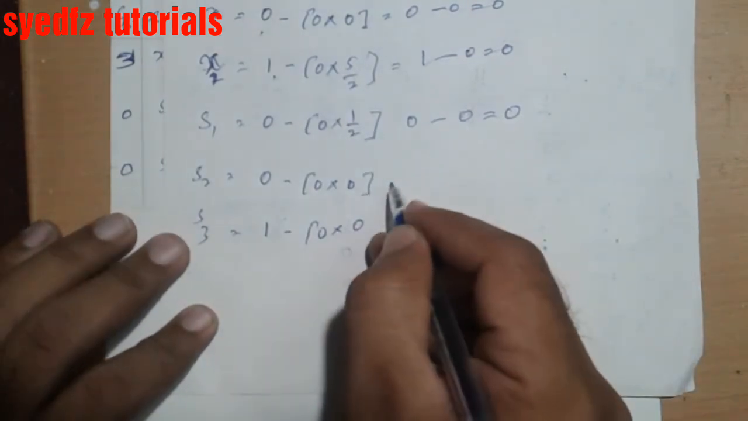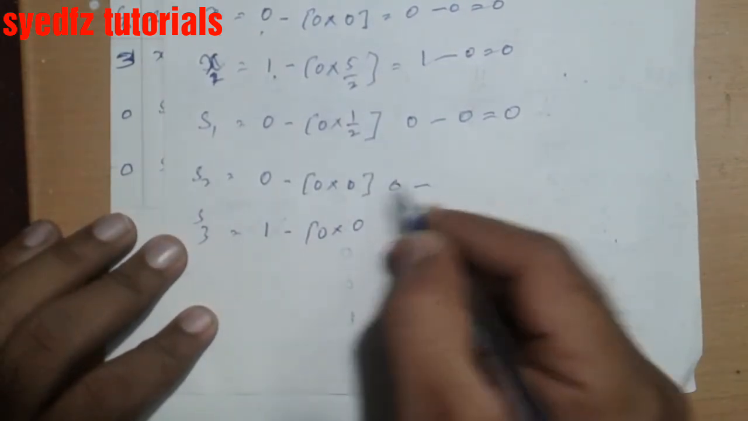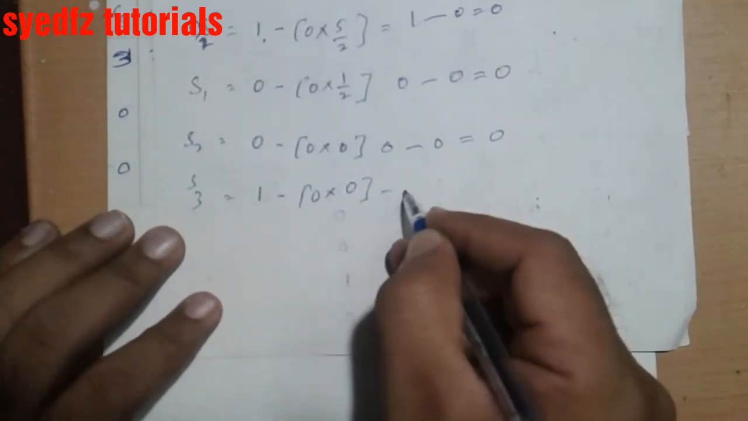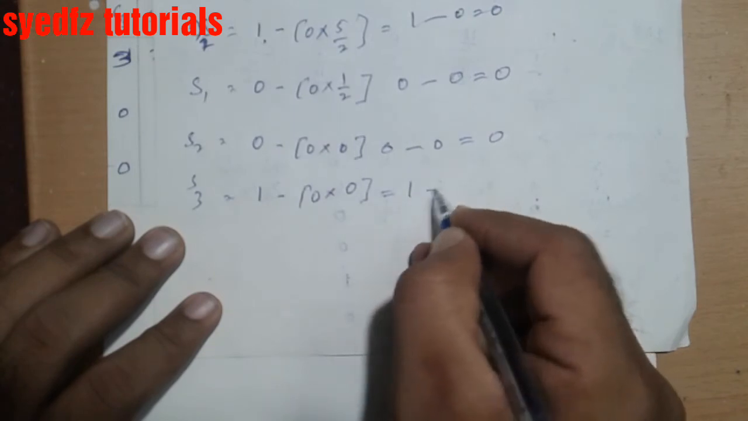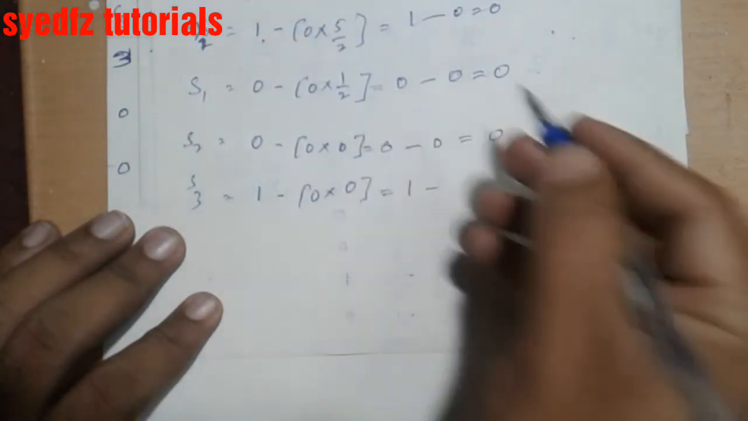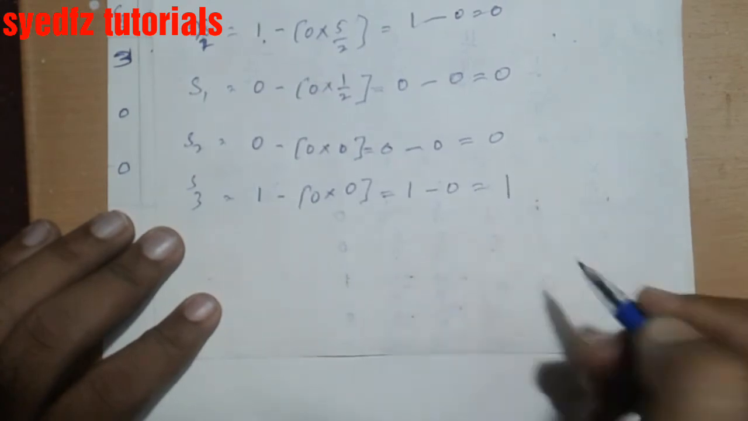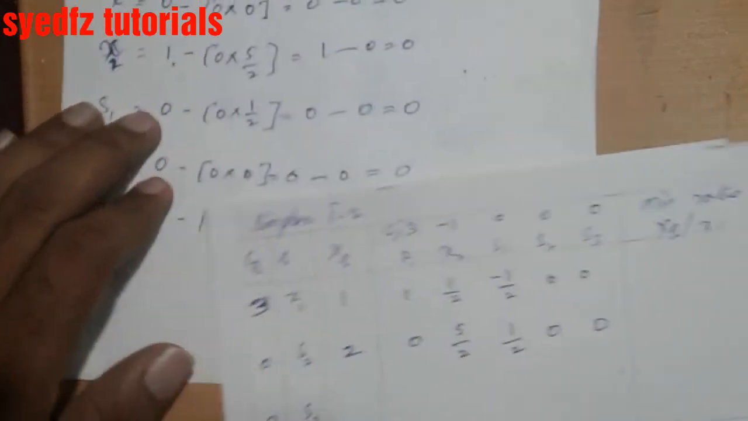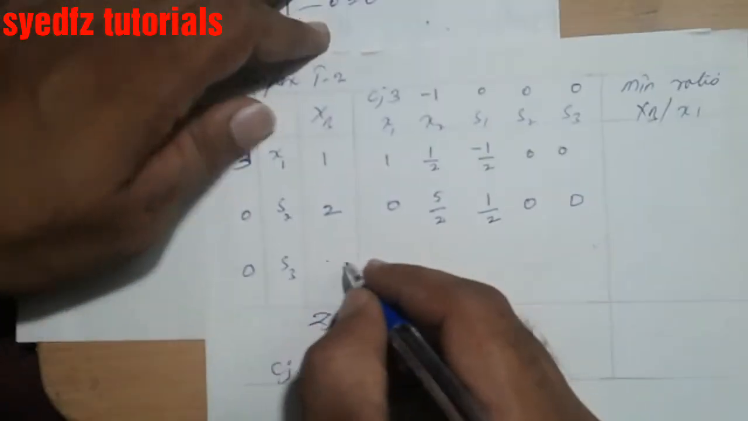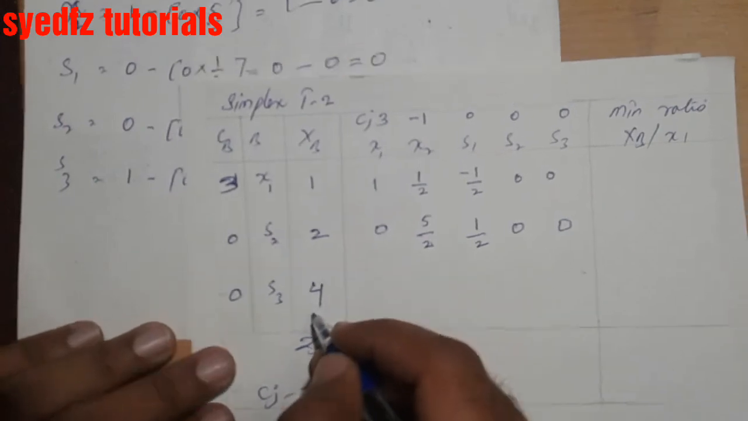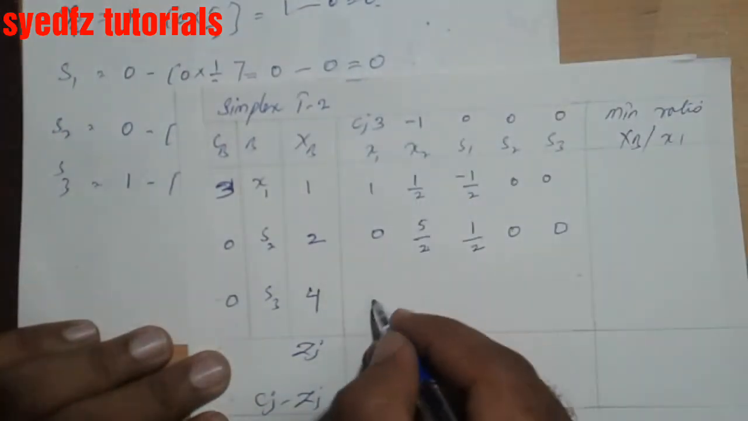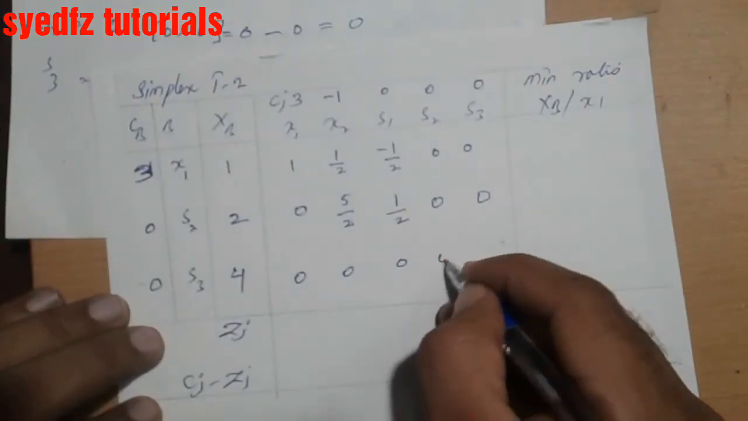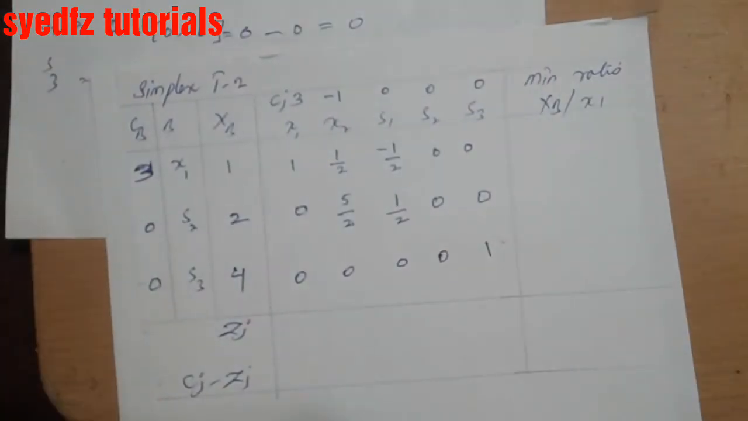Here 0 into 0, answer 0. Here 1, 0 into 0, answer 0, means answer here 1. So we got the third row. To write the third row, what we have got here: 4, 0, 0, 0, 0, 0, 0, again s2 0, but s1 and s3 we got 1.